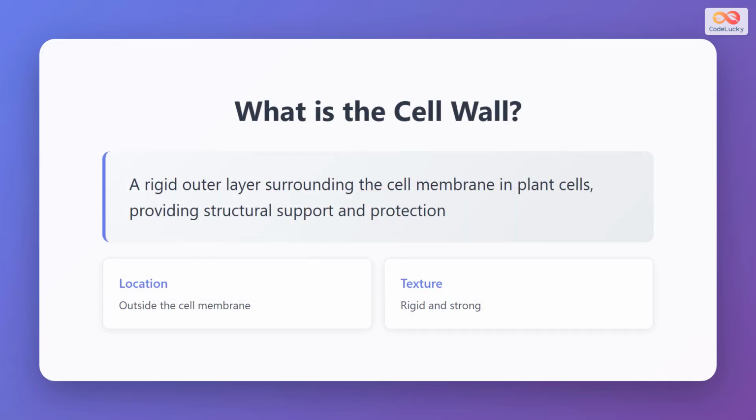The cell wall is a rigid outer layer that surrounds the cell membrane in plant cells. It provides structural support and protection to the cell. Located outside the cell membrane, this rigid and strong structure acts as the first line of defense for plant cells. Unlike the flexible cell membrane inside, the cell wall is firm and maintains the cell's shape even under pressure.